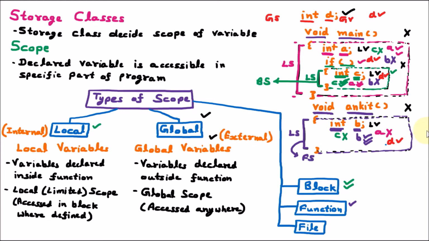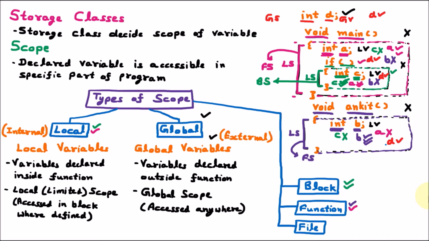Similarly, we have one more function, which is void main. In this function we have declared one variable, that is int a. That variable is accessed only inside the body of main. So we can say that this is also the function scope. I am representing FS for the function scope. Here we have learned one thing: the function scope is also one part of the local scope.